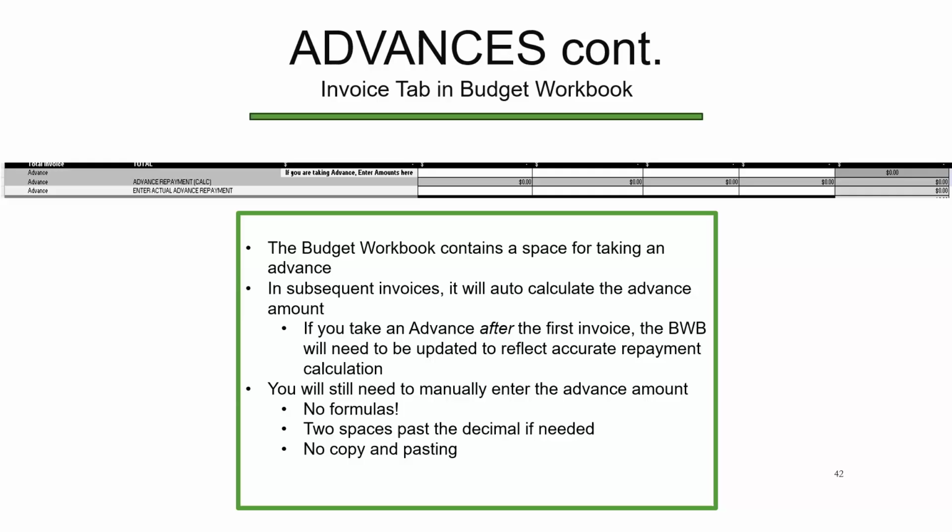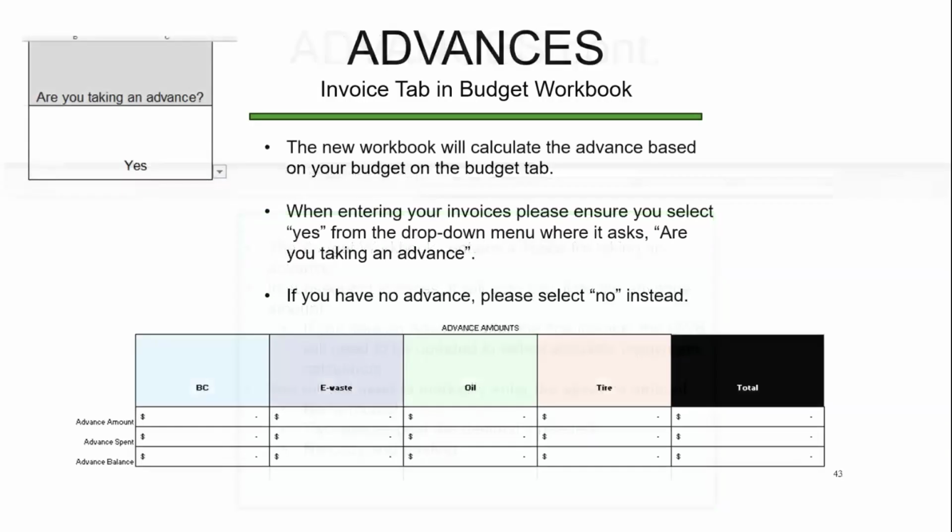Also note, if for some reason you need to go back and change a prior amount on your budget workbook for an invoice that's already been paid, again, reach out to your grant manager. The repayment calculation would be affected, and because we cannot make retroactive changes, any corrections would have to be done on a current invoice that is being reviewed or a future invoice. Next slide, please.